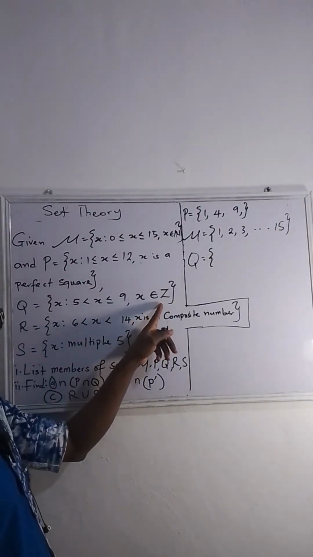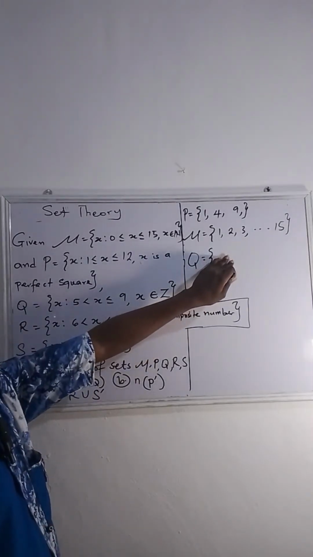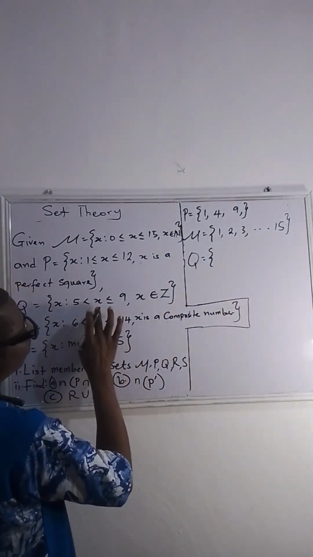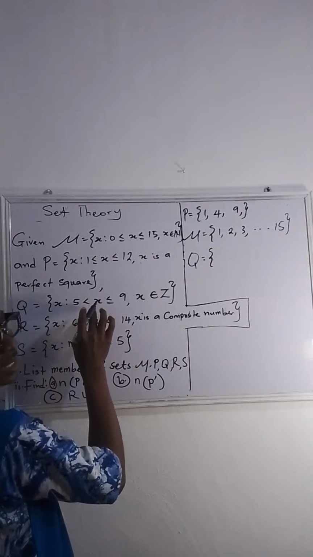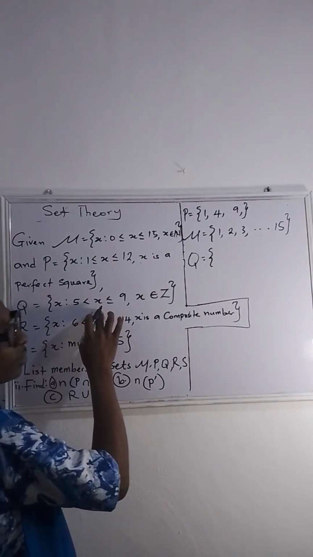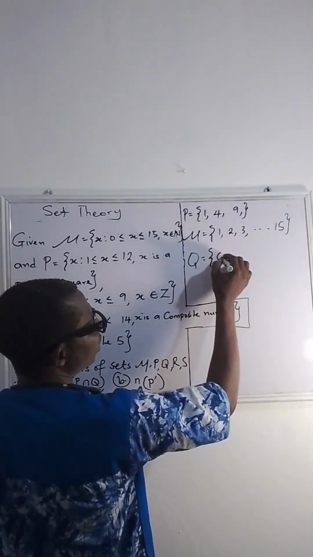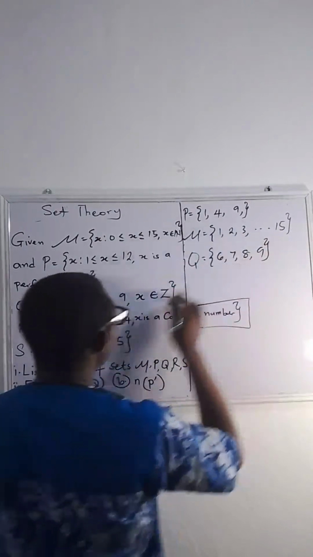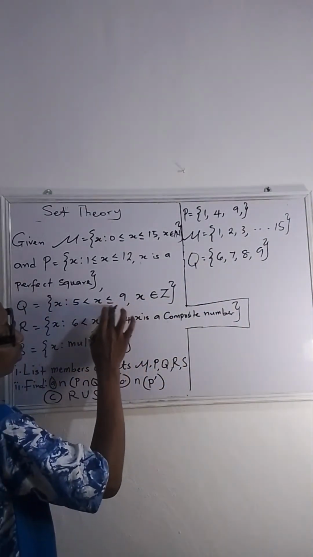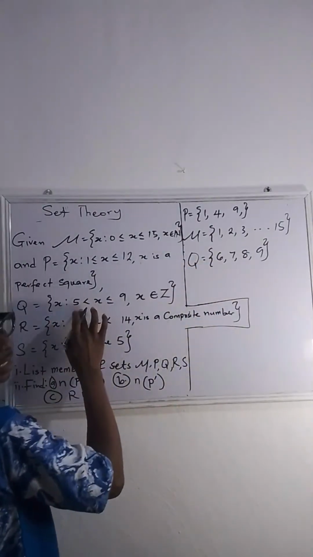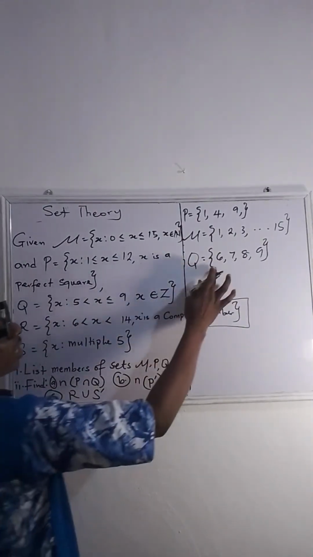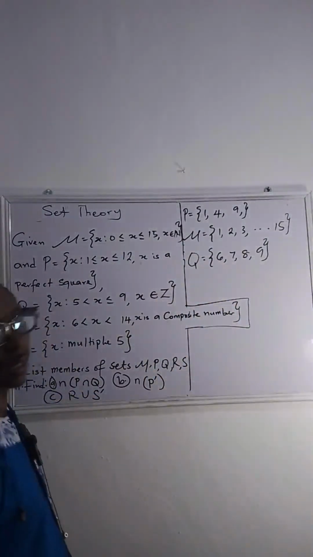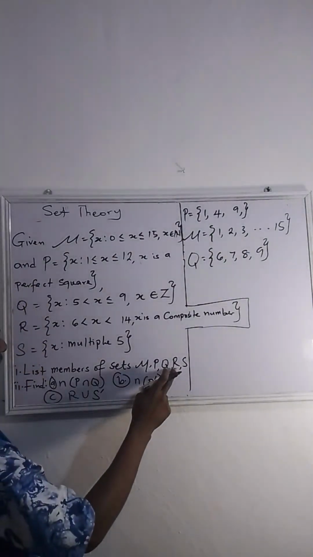Integers are whole numbers, so the elements I'm going to list here must be whole numbers. The elements I list must be greater than 5. So we have 6, 7, 8, and 9. 9 is inclusive because x is also allowed to equal 9. For all of these numbers, 5 is less than them, and all of them are less than or equal to 9. Now let's move to the next set, set R.